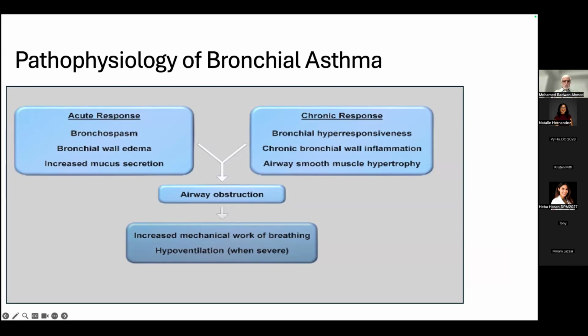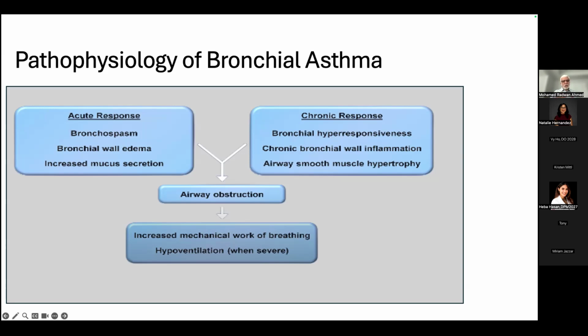The acute response is bronchospasm. So the spasm of the bronchi causes this difficulty in breathing and also wheezing or rhonchi. Bronchial wall edema, it's inflammation. So edema is a hallmark of inflammation. And as we talked, increased mucus secretion, hypersecretion actually. So this is the acute response to all of those pro-inflammatory and pro-allergic products.